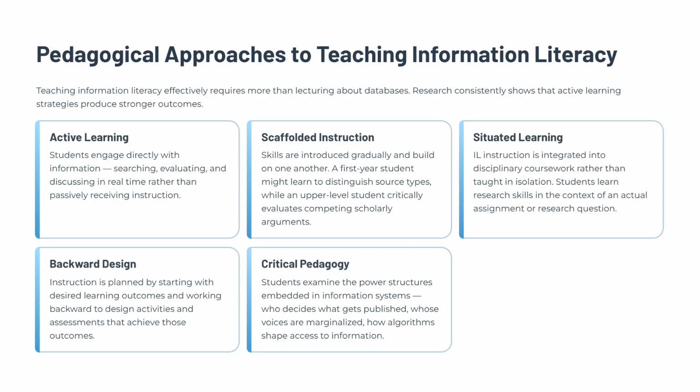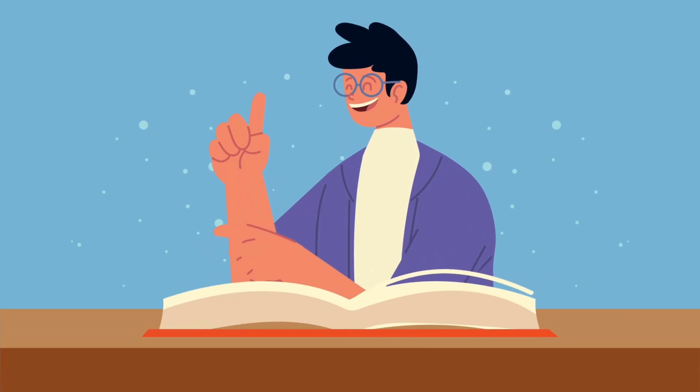Scaffolded instruction is another key approach. This means introducing skills gradually and building on them over time. You wouldn't teach a first-year student the same way you teach a senior or a graduate student. A first year might be learning to distinguish scholarly from popular sources. An upper-level student should be critically evaluating competing scholarly arguments within their discipline. The instruction should match where the student is developmentally.